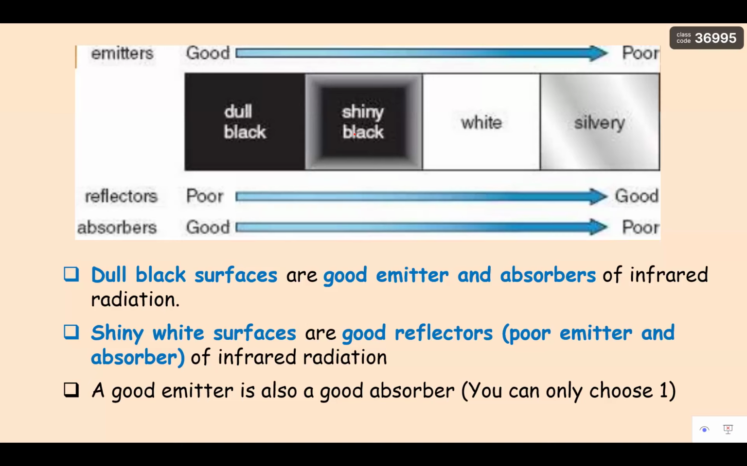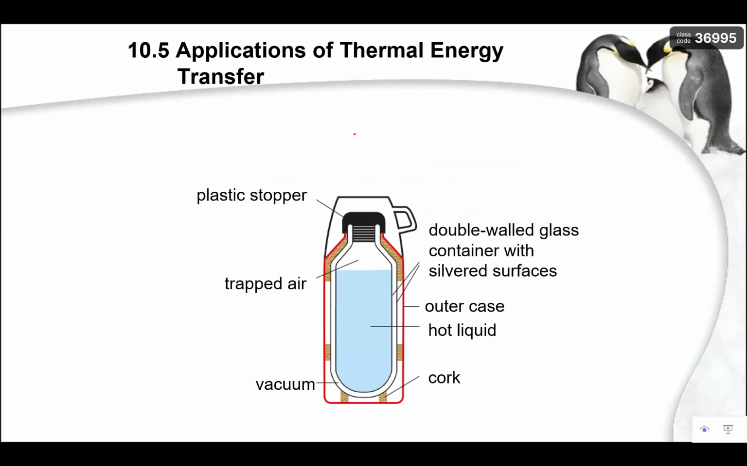Okay, just take note also, because you are going to learn about radiation in Sec 4. Nowadays, we do not accept "it's a good absorber of radiation, it's a good emitter of radiation." You need to use the words infrared radiation. So it's a good absorber of infrared radiation, it's a good emitter of infrared radiation. Radiation itself is not acceptable for now.